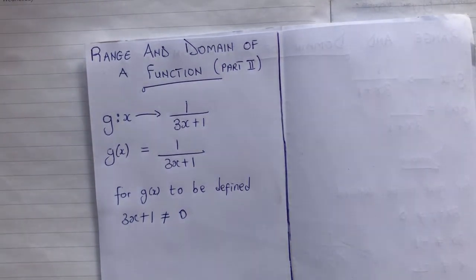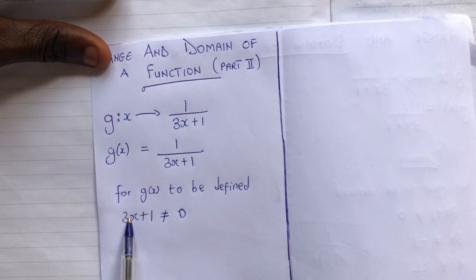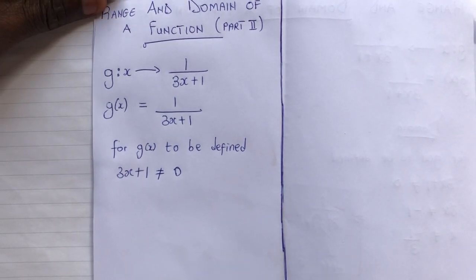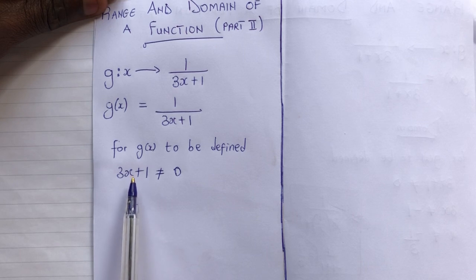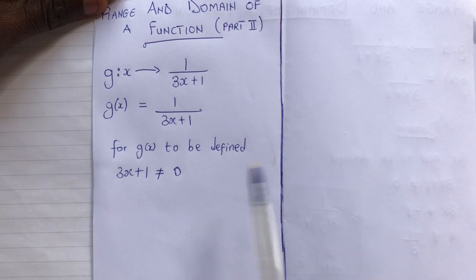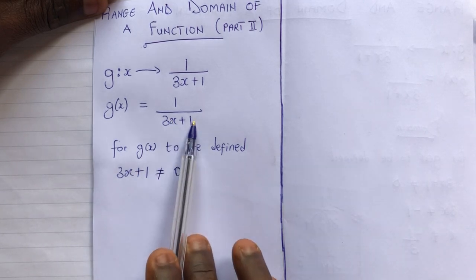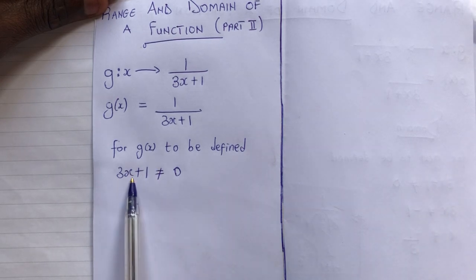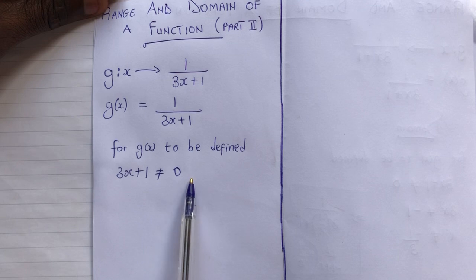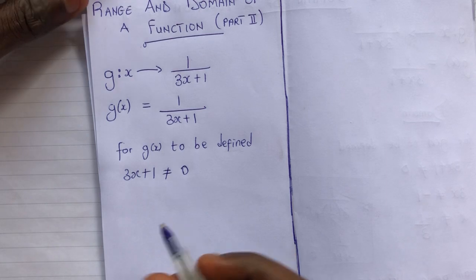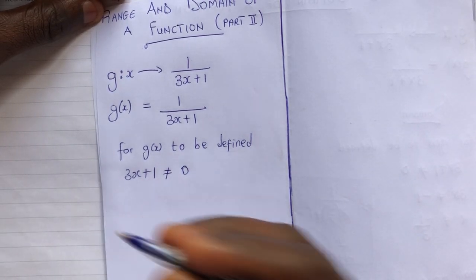Sometimes in our basic schools, we equated 3x plus 1 equal to 0, found the value of x, then came back to write another statement saying x must not be equal to that value. But in this video, we want to write the statement straightforward, because if the denominator is equal to 0, the equation will be undefined. That is why we use 3x plus 1 must not be equal to 0, so that we can find the values that will make the equation defined. So I will solve for x. We always solve for x.